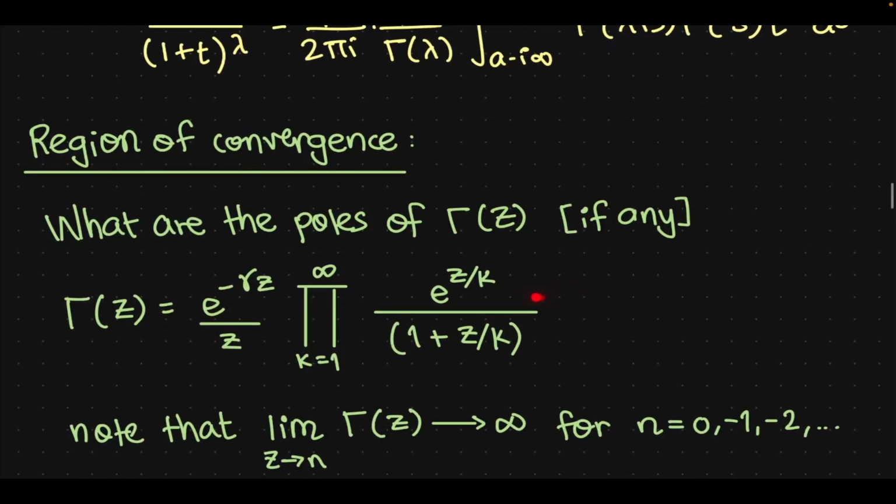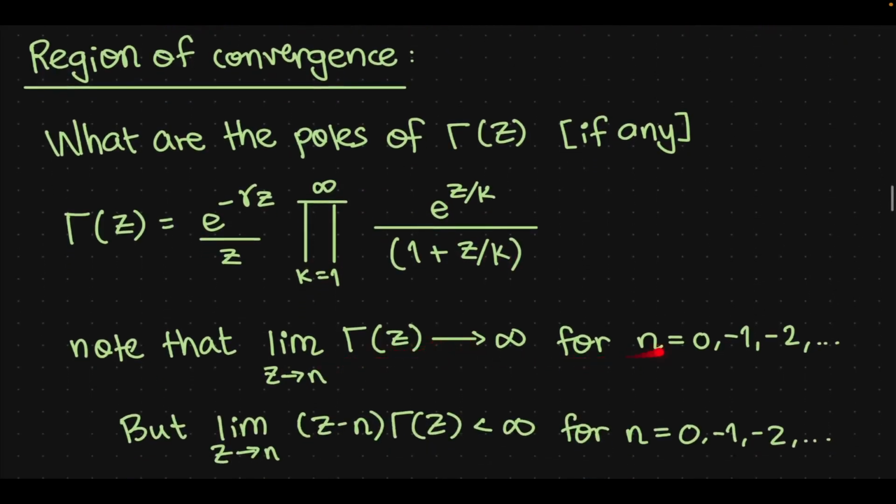So for that, to know the poles of the gamma function, we can just take the Weierstrass definition of the gamma. Gamma of z is e to the minus Euler-Mascheroni constant times z, over z, and the product from k equals 1 to infinity of e to the z over k divided by 1 plus z over k. Now notice that if we take the limit as z goes to n for n equals 0, minus 1, minus 2, so basically all the non-positive integers, then the gamma will blow up because there are these factors of z and 1 plus z over k in the denominator.